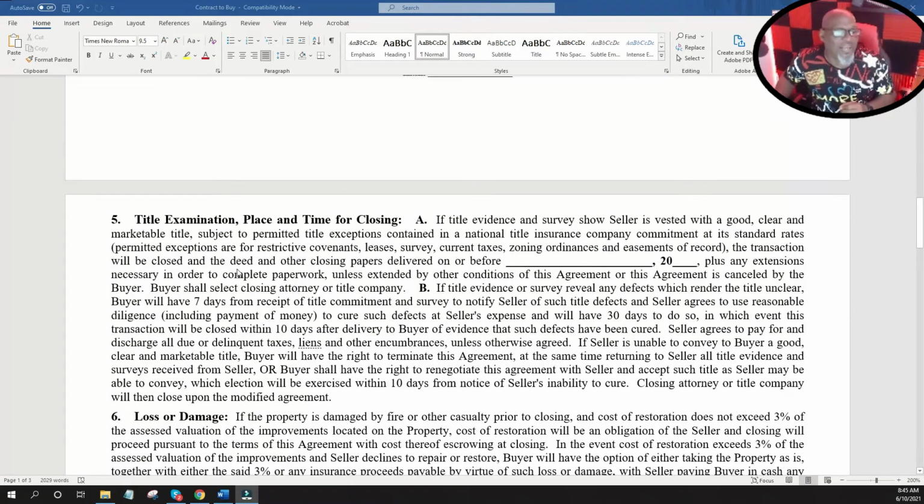Now, section number 5, we're talking about title examination, place, and time for closing. So basically, this is the date that you say that you will close this deal by. That's all that's going through this section. It tells you that if it's not closed by this date, you can request an additional amount of time, and so on, and that you plan on using your closing attorney or title company. So that's all that this section is for, number 5, title examination, place, and time of closing.